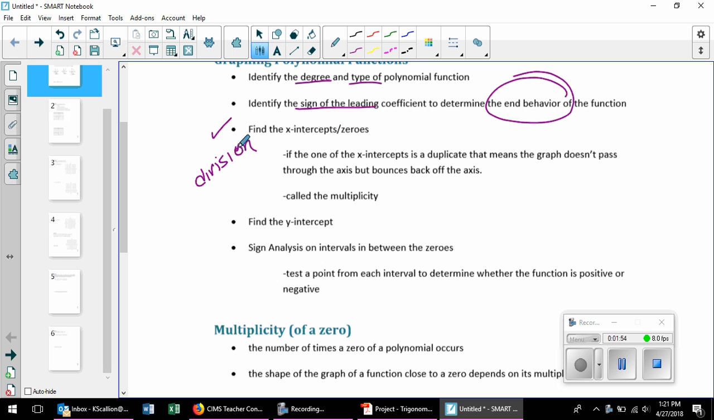Find the y-intercept. How do I do that? x is equal to 0, and then you're just going to calculate it. That's one of the main things you want to do. So you have to graph the x-intercepts, you have to graph the y-intercept, and you have to know the end behavior. Got that? All right, and then sign analysis between the zeros, and that's just a test point. When I talk about sign analysis, that's like that number line, picking a test point to see if it works. Is it positive y values or negative y values?